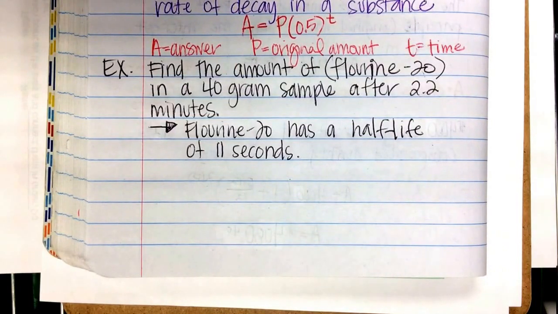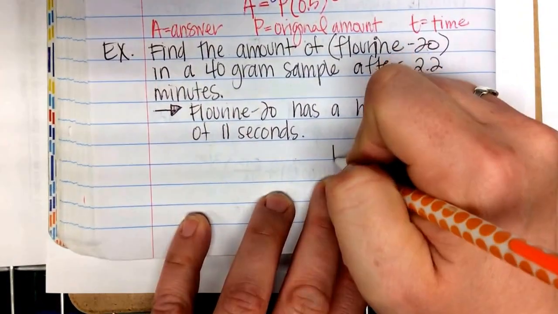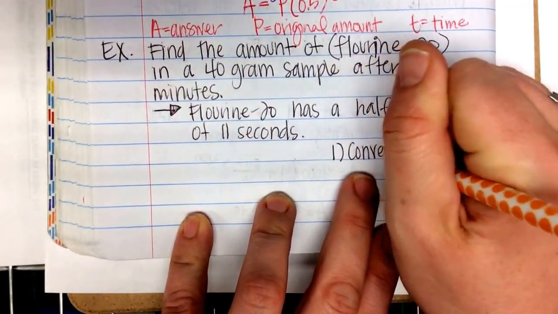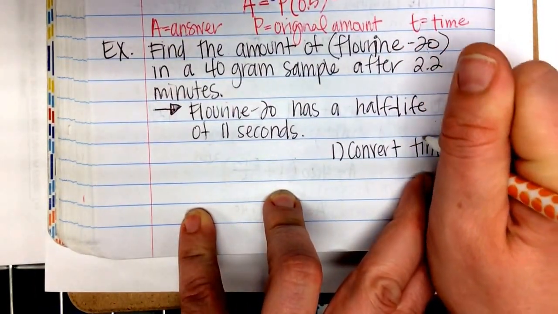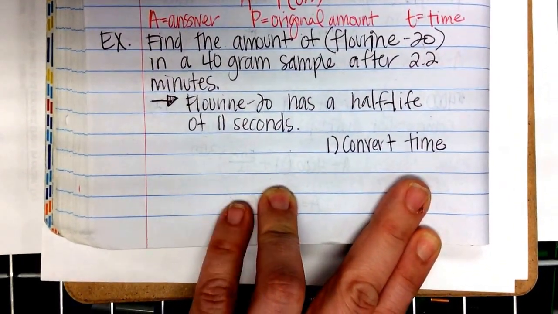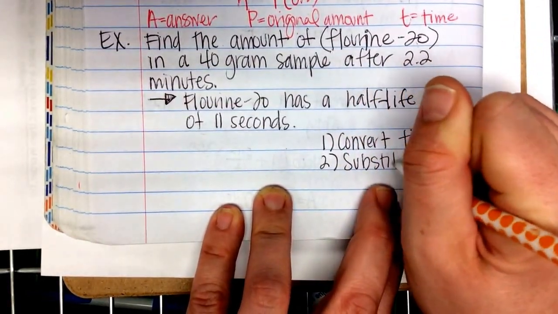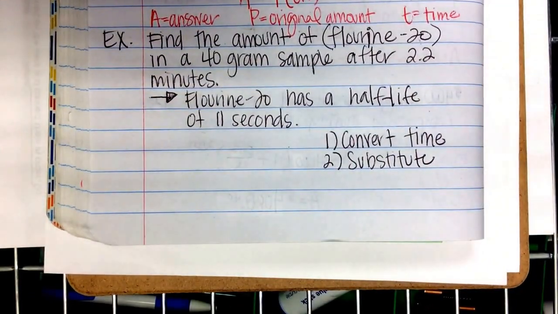So if there were 100, in 11 seconds there'd be 50. And 11 seconds later, there'd be 25. So half-life requires some conversion. In order to do half-life, I'm going to put some directions over here. I have to convert time. Maybe. Maybe not, but most of the time I have to convert time. Then I substitute.